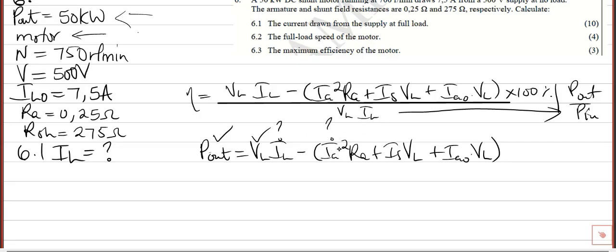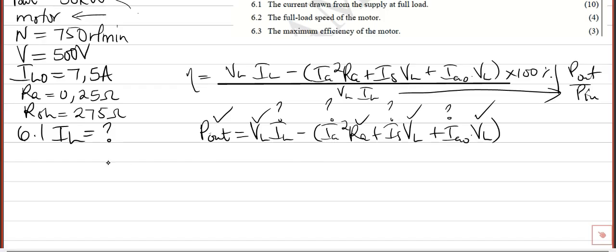We don't have IA. We are given RA. We need to find I shunt. We are given VL. We need to find IAO. So there's some information which VL we do have. So IAO we can find, I shunt we can find, and these two, your I shunt and IA, let's try to find them first as first steps. To find I shunt, you would say I shunt equals V over R shunt, where you would have your V as 500 divided by 275.